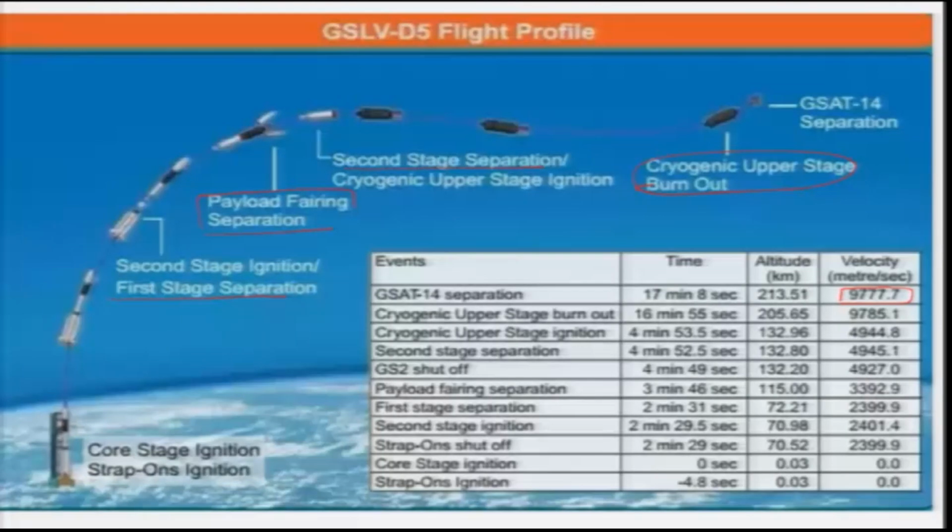So, if you look at it, when the strap-on setup was there, the velocity was only 2400 meters per second, but it has gained to about 9778 meters per second. So, a lot of velocity increment is achieved by using the stages. So, you can see how the operation works.